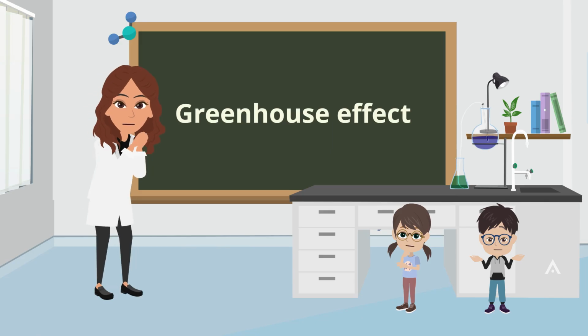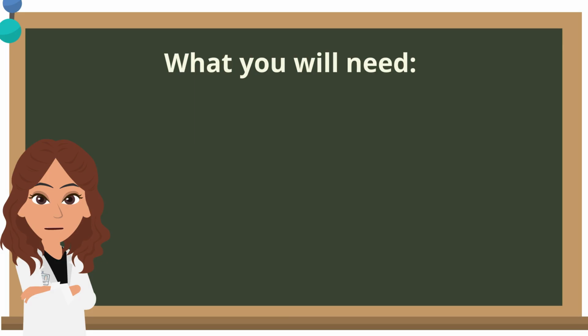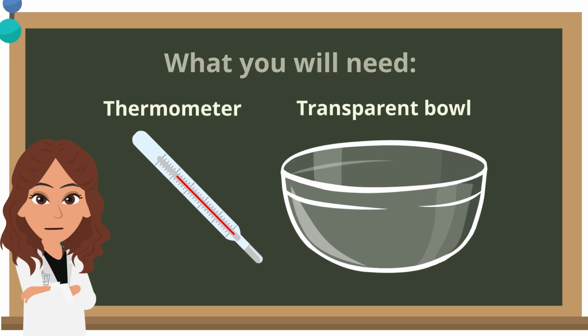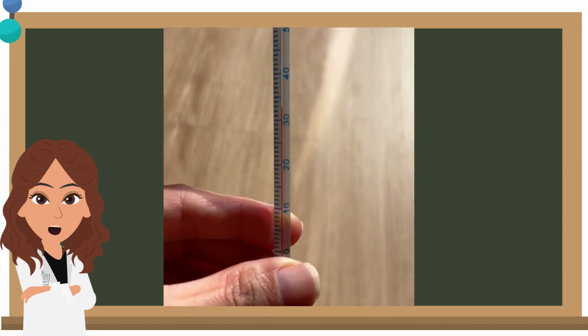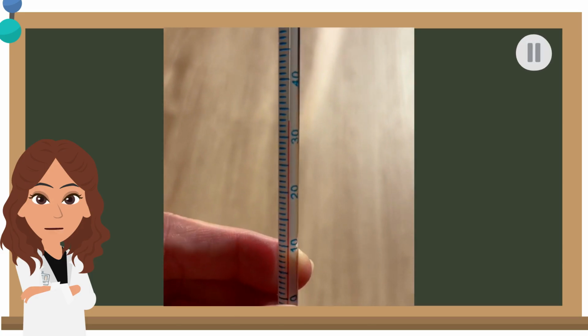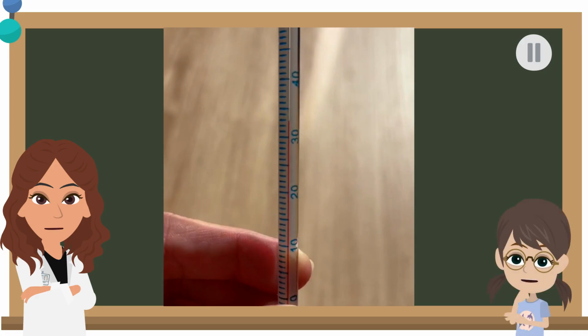Let's find out. For this experiment, you will need a thermometer and a transparent bowl. First, use the thermometer to measure the temperature of the surrounding air. What is the temperature of the surrounding air? Pause and observe. Based on the reading shown on the thermometer, the temperature of the surrounding air is 33 degrees Celsius.